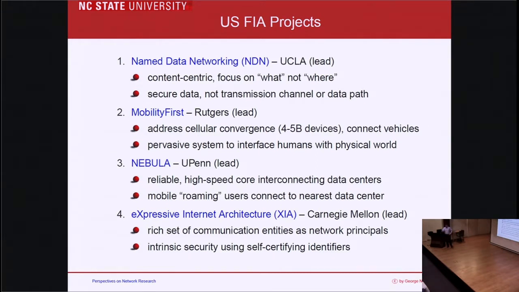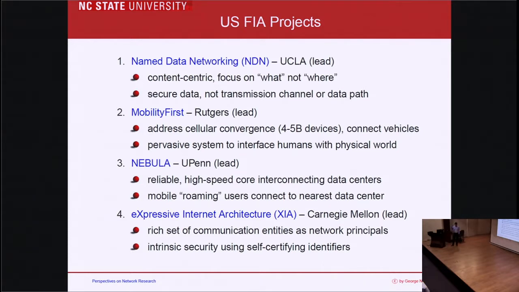It will take me a while to explain exactly how it does that, but we can discuss that offline if you wish, okay? Now, there's another project that is led by Rutgers called Mobility First, and as you can see, the focus of that one is very different. It basically tries to see what internet architecture would scale to many, many devices, including vehicles that are interconnected. Okay. Nebula from UPenn, okay, it's yet a different system.